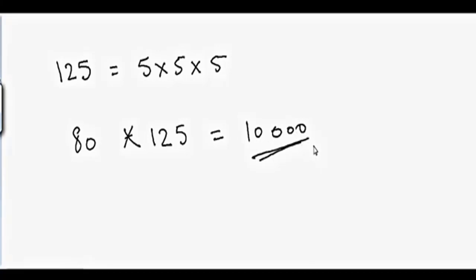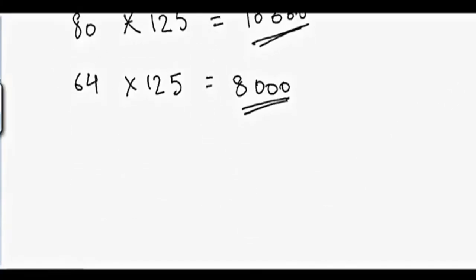Again, let's take another example. If I have 64, as we know, 8 into 8 is 64. So in this case, if I multiply by 125, that will be equal to 8, because we divided 64 by 8, and then put 000 in the end. So it will be 8000.